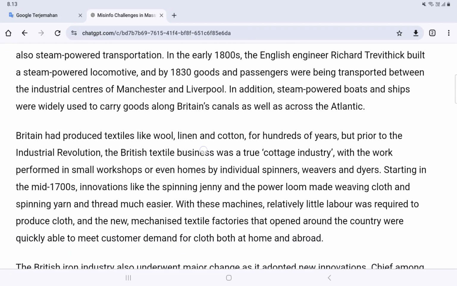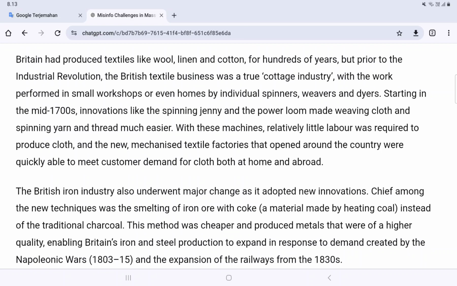Britain had produced textiles like wool, linen, and cotton for hundreds of years, but prior to the Industrial Revolution, the British textile business was a true cottage industry, with the work performed in small workshops or even homes by individual spinners, weavers, and dyers. Starting in the mid-1700s, innovations like the spinning jenny and the power loom made weaving cloth and spinning yarn and thread much easier. With these machines, relatively little labor was required to produce cloth, and the new mechanized textile factories that opened around the country were quickly able to meet customer demand for cloth, both at home and abroad.